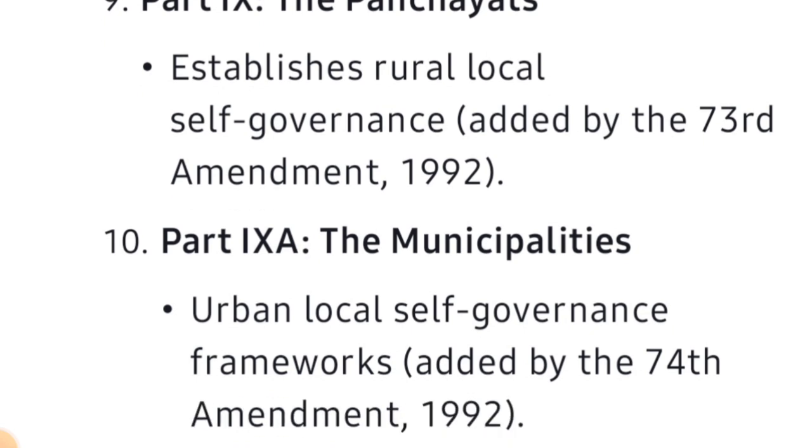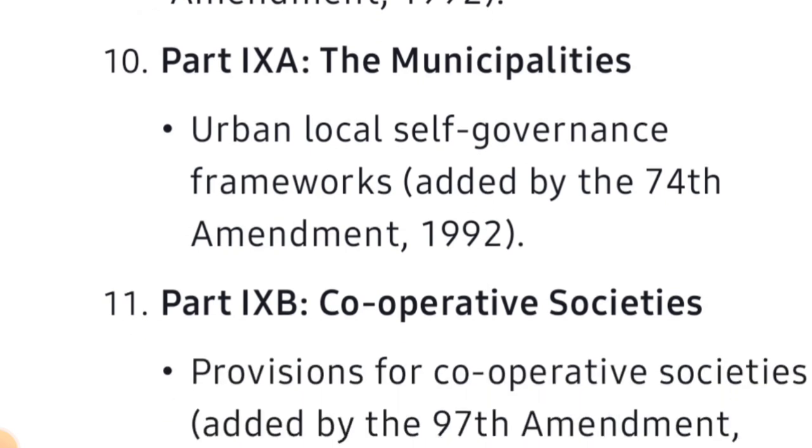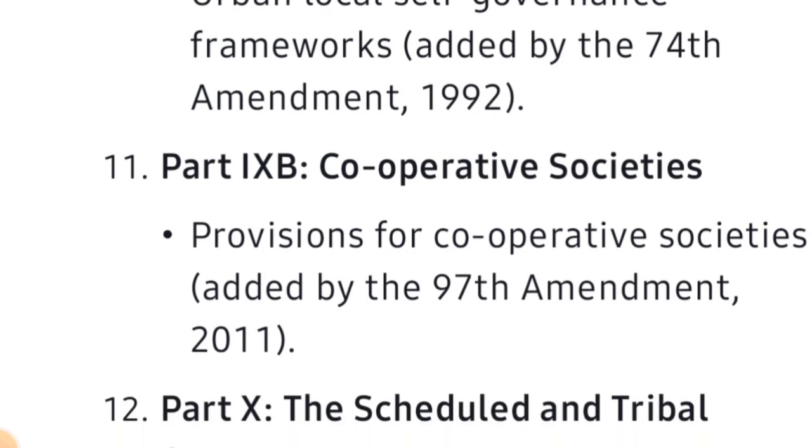Then Part 9A, the municipalities. This is the urban local self-governance framework. It is also added by the 74th Amendment Act 1992. Part 9B, cooperative societies, provision for cooperative societies, added by the 97th Amendment Act 2011. So it has been added very recently in 2011 by the 97th Constitutional Amendment Act.